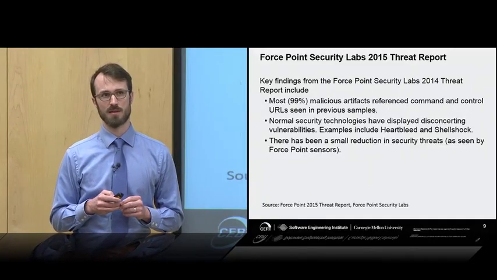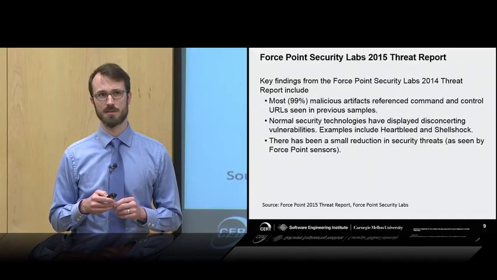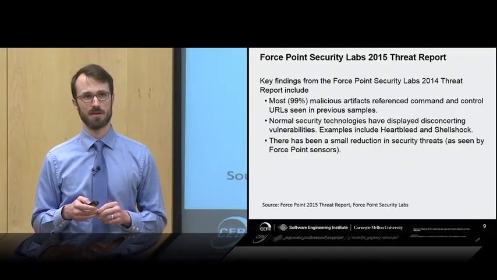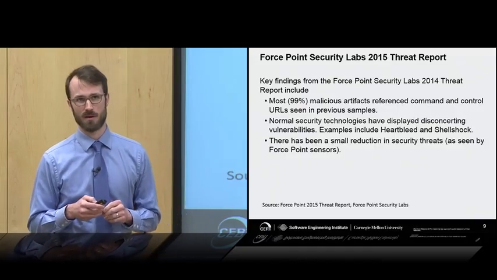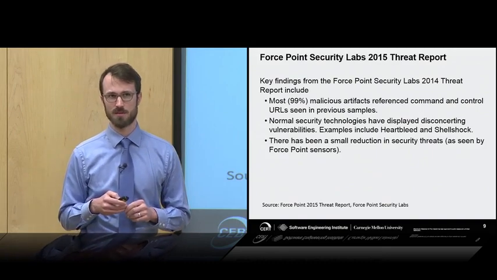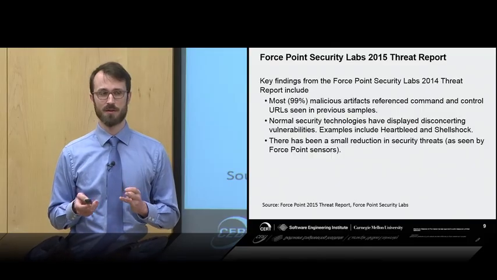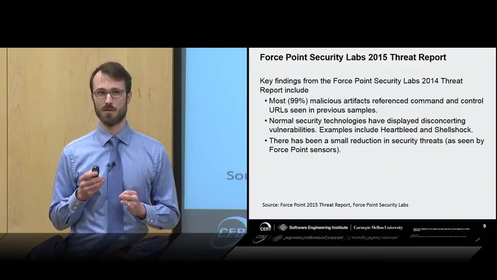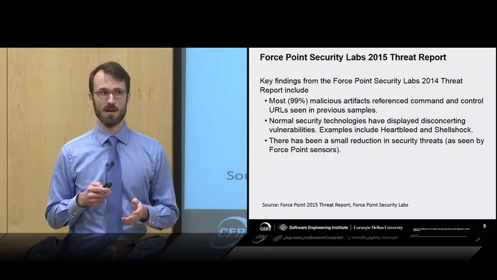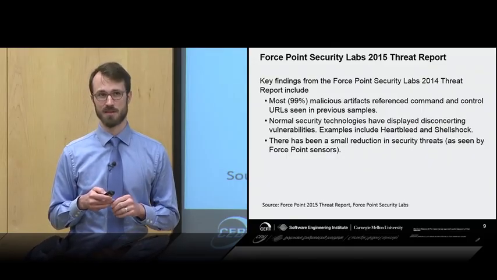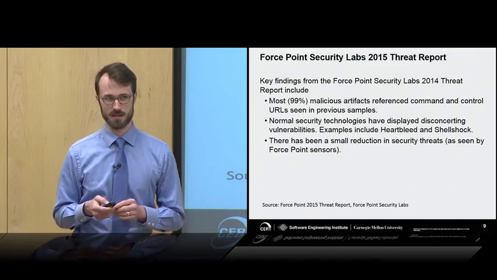So ForcePoint has a nice report that has some interesting tidbits of information. This past couple years, 99% of the malware artifacts referenced command and control URLs seen in previous samples. What this means is that malware downloaded from particular websites or locations on the internet, those addresses where the malware is downloaded from, had been previously observed in 99% of cases.